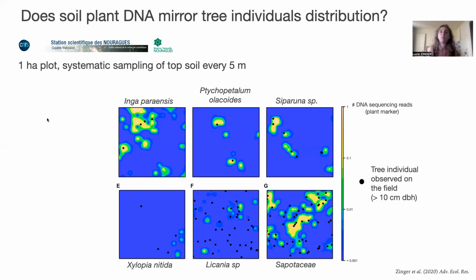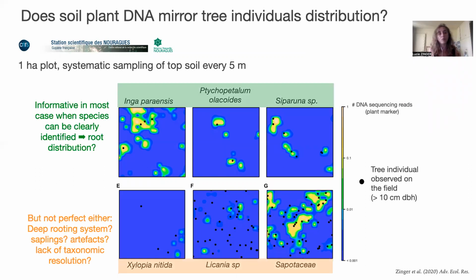For this, we sampled a 1 hectare plot with a systematic sampling of topsoil every 5 meters. And in this plot, we had also in parallel a very good botanical inventory. On the soil samples, we applied DNA metabarcoding using a plant-specific marker, and this allowed us to draw some maps of the amount of DNA corresponding to different species. And we compared this distribution with the tree individuals observed in the field, as you can see with the black dots. And so you can see that we have mixed results.